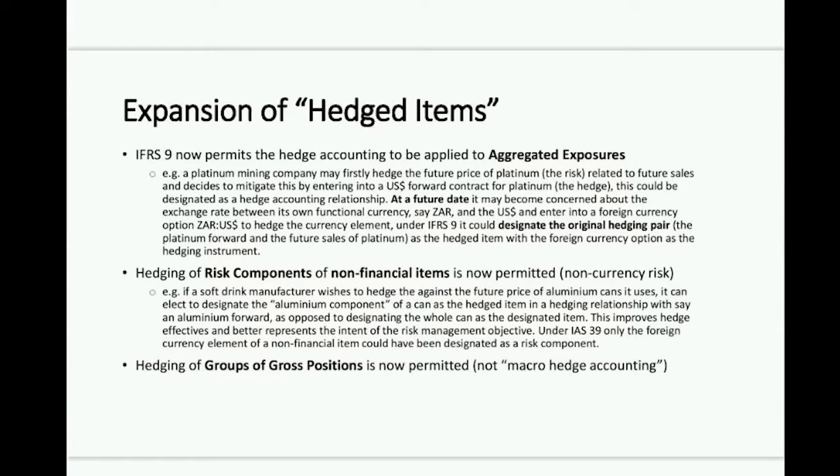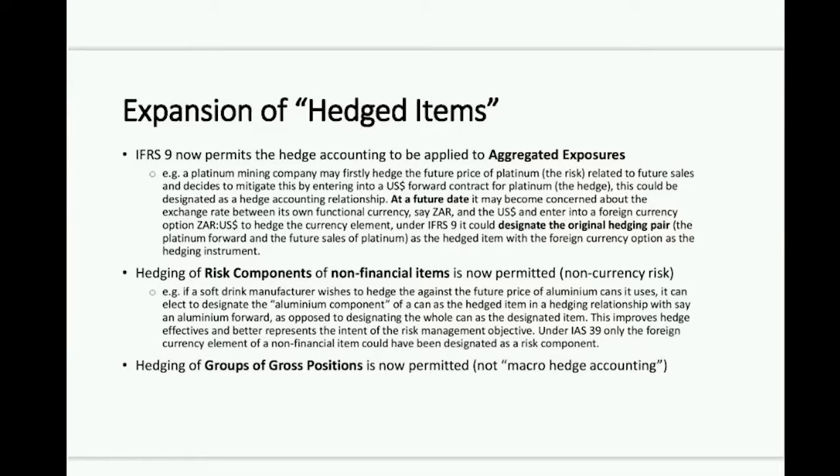A third example of expansion is the hedging of groups of gross positions. This shouldn't be confused with macro hedging. As you know, under IAS 39 there are already some requirements for macro hedging. IFRS 9 hasn't yet finalized its requirements for macro hedge accounting. It's subject to a separate project, which is still ongoing, and once that project is complete, those requirements will be incorporated into the new IFRS 9.